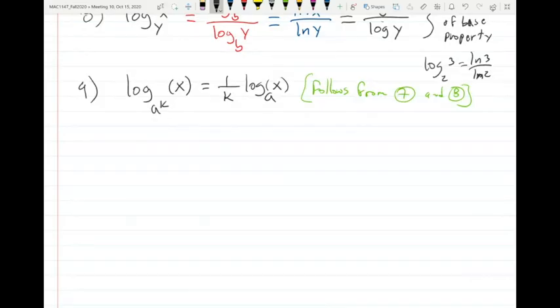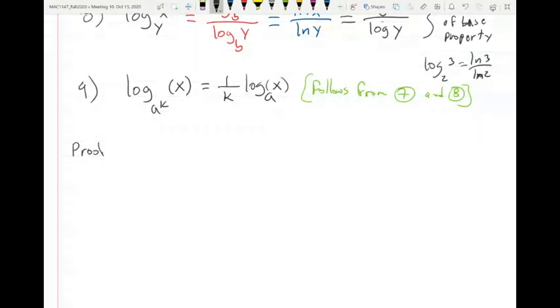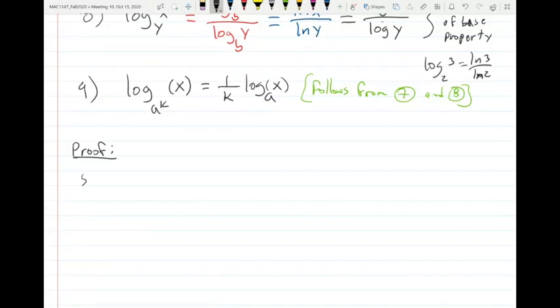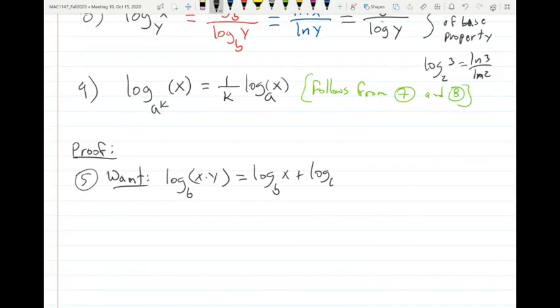So let's begin and let's justify number 5. Let's see why the log of a product is the sum of the logs. So what do we want? We want to show that log base b of x times y equals log base b of x plus log base b of y, right? This is what we want.